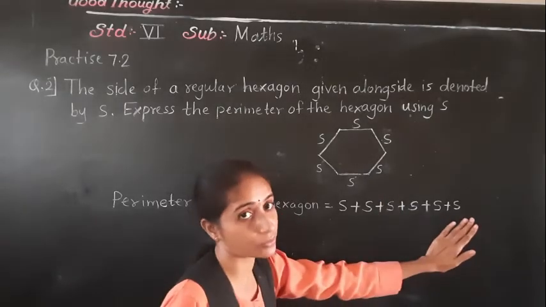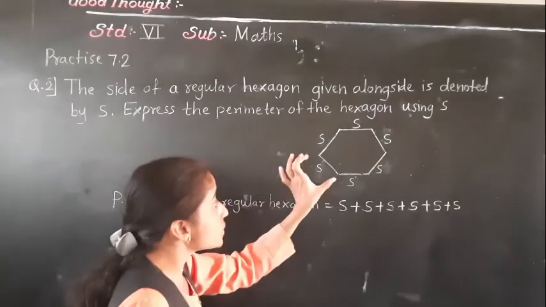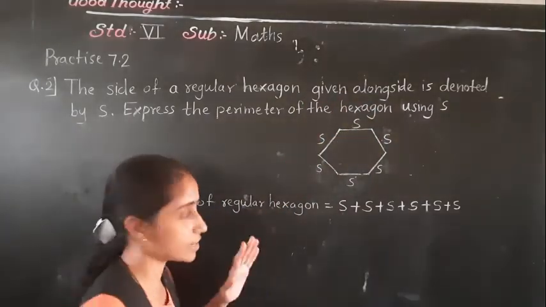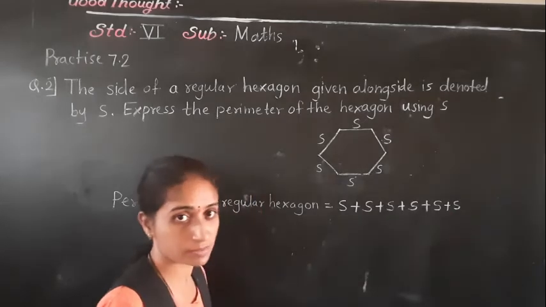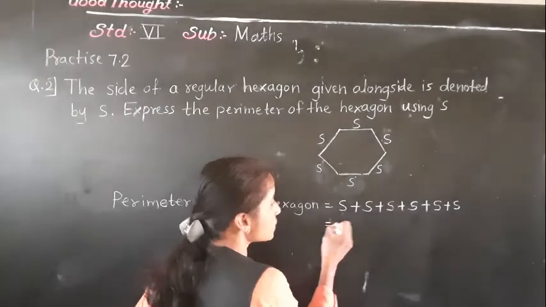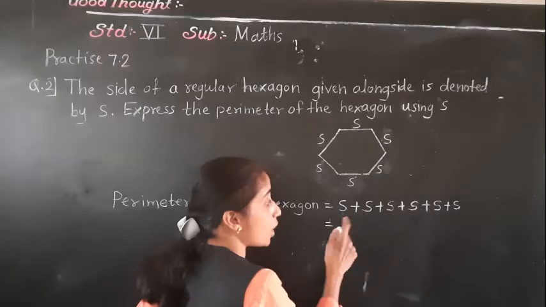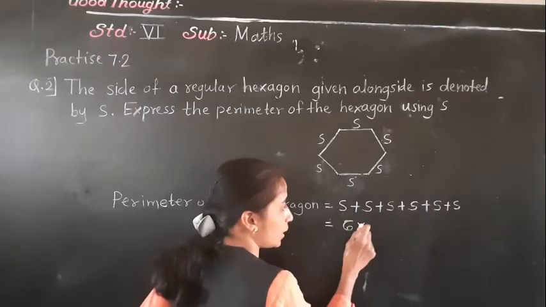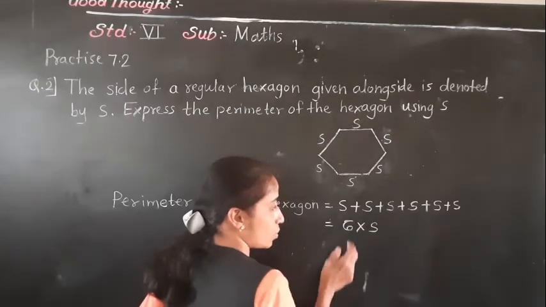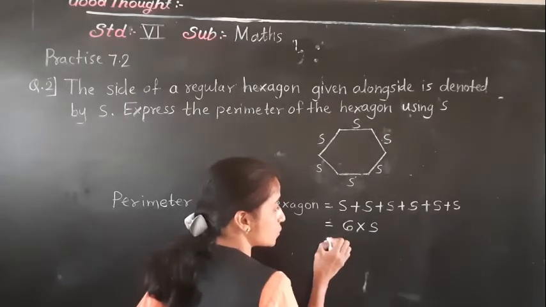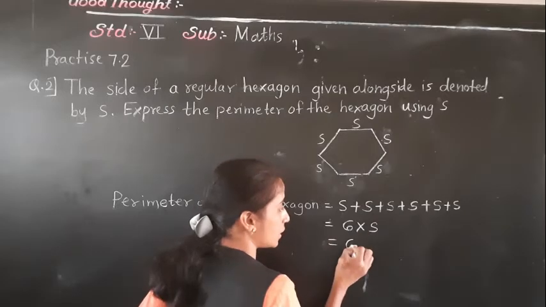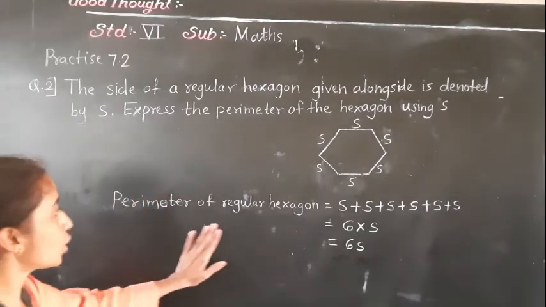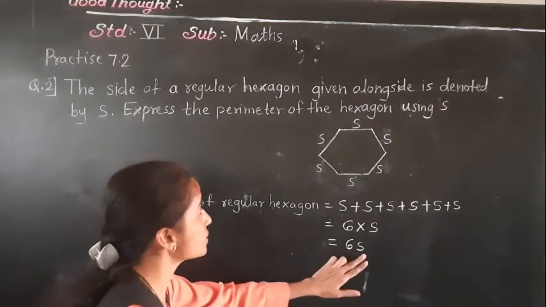S plus S plus S plus S plus S plus S means 6 times we have to add. Hexagon has 6 sides: 1, 2, 3, 4, 5, 6. So 6 times S. How many times S are there? 6 times, 6 into S, 6 multiplied by S, which means 6S. So the perimeter of the regular hexagon is 6S.